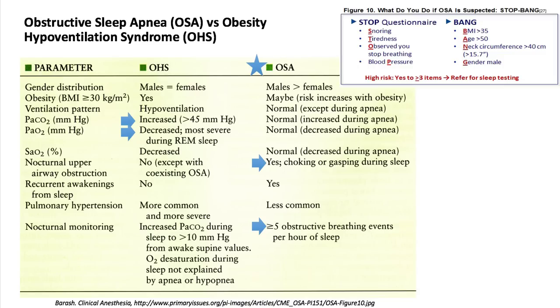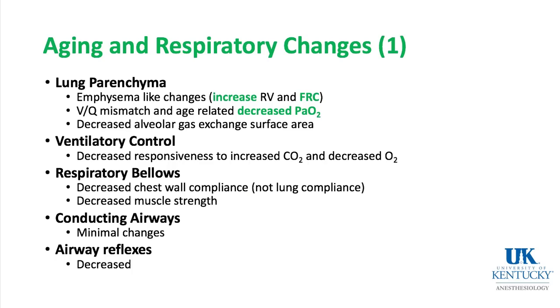And one of the problems with obesity hypoventilation is if you have an elevation in CO2 and a decrease in PO2 over time, pulmonary hypertension can develop, and this is more common than in patients with obstructive sleep apnea. The next key word is aging and respiratory changes. The lung of the elderly patient undergoes emphysema-like changes. It's easier to inflate. The compliance is more, but it doesn't snap back to smaller sizes as well.